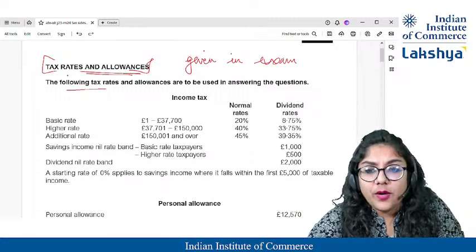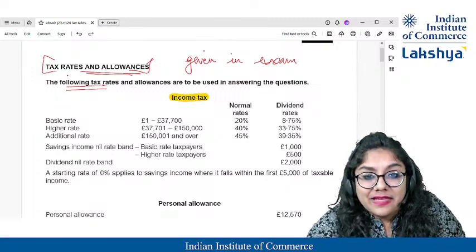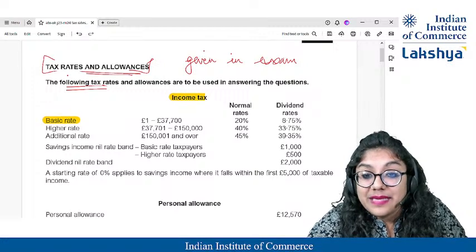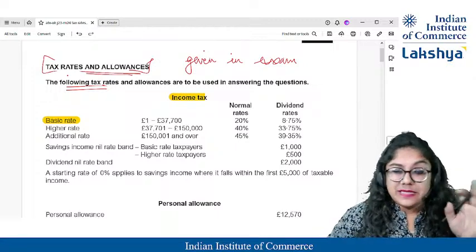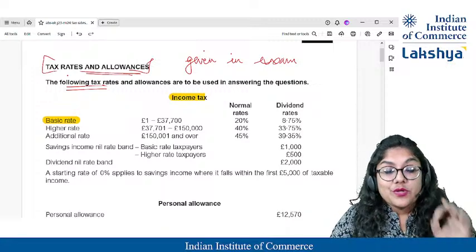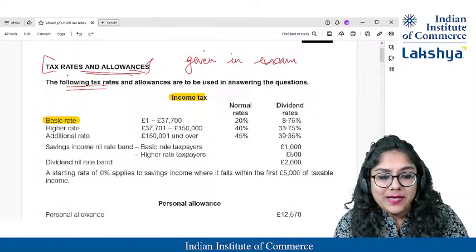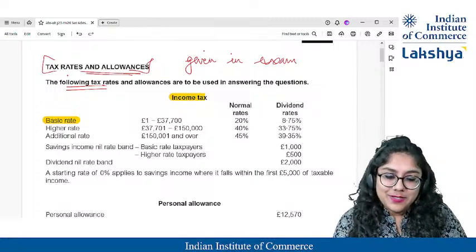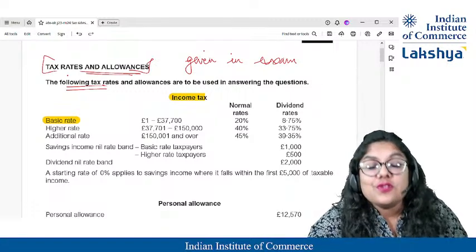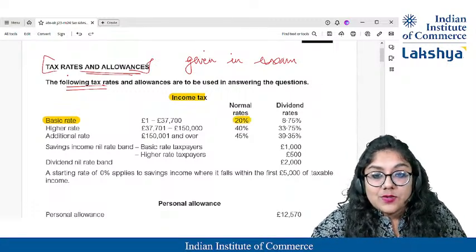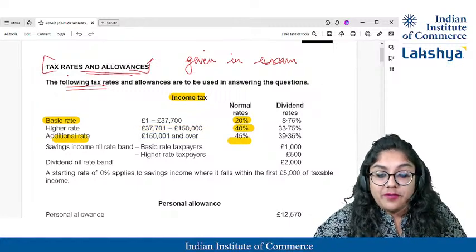The following are the tax rates. For example, if there is an individual with an income between £1 and 37,700, let's say 32,500, I have to pay the normal tax at the rate of 20%. If my income is more than 37,700, I'll be considered a higher rate taxpayer and pay tax of 40%, up to 150,000. So 1 to 37,700 is 20%, 37,700 to 150,000 is 40%. For the additional rate, over and above 150,000, we pay 45% tax.